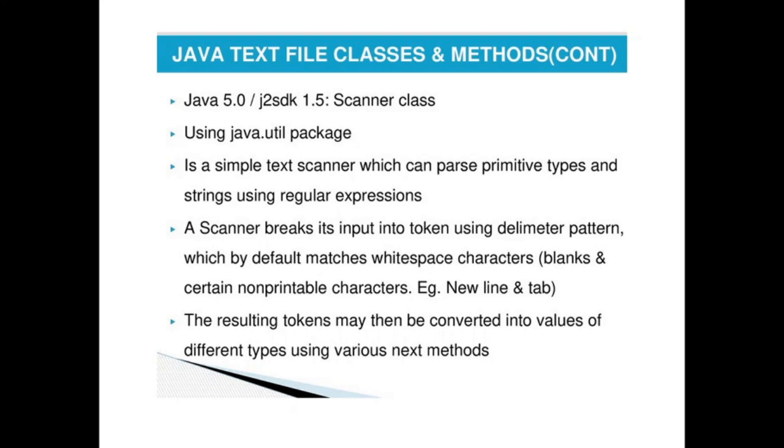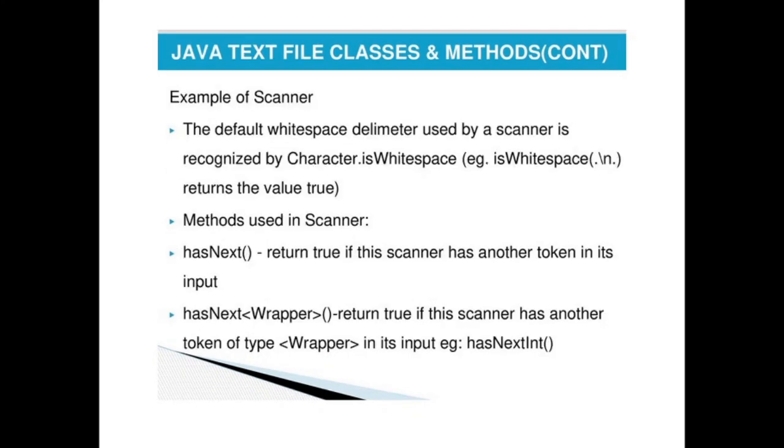The resulting tokens may then be converted into values of different types using various next methods. Okay, it is very simple to use. I am telling you how. First of all, the default whitespace delimiter used by the scanner is recognized by Character.isWhitespace. It returns true. And what are the methods that are used in a scanner?